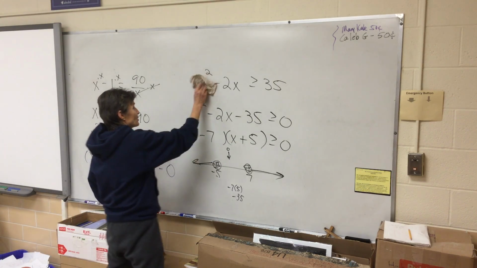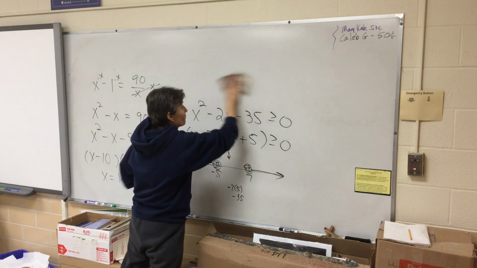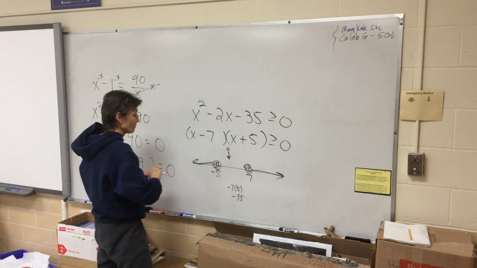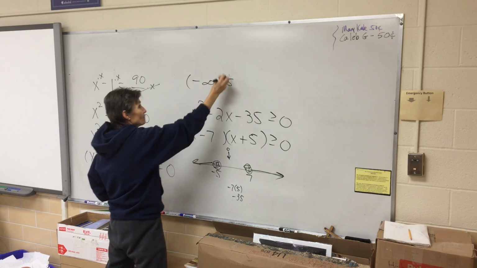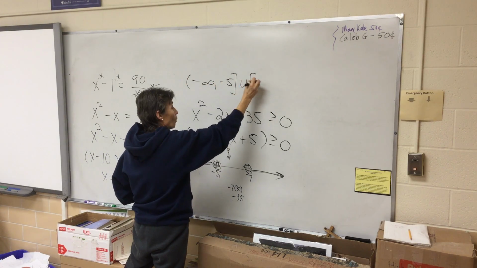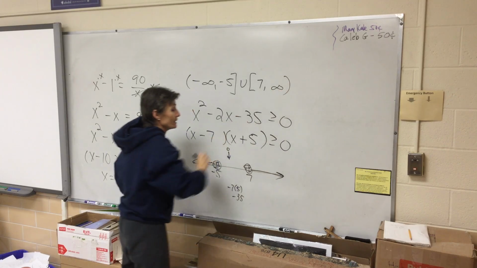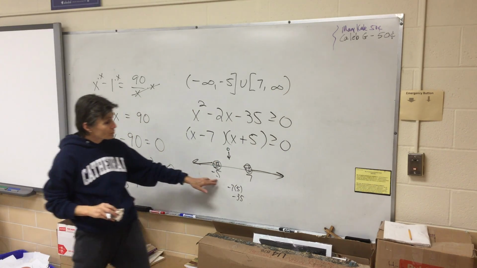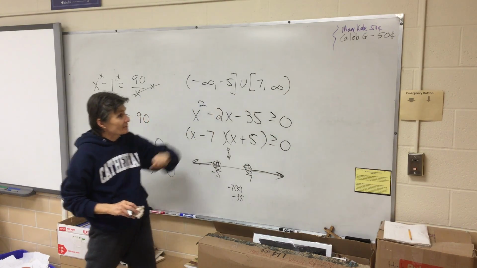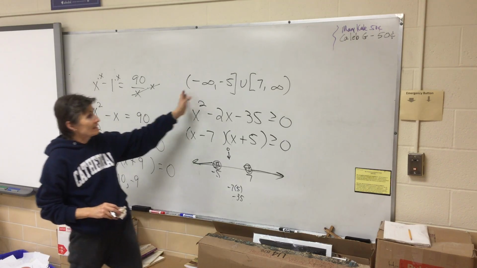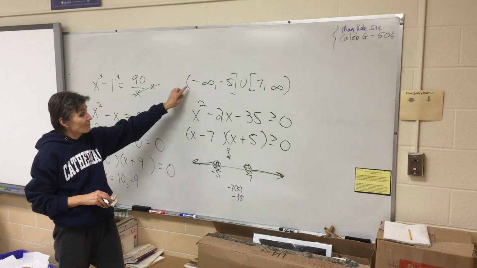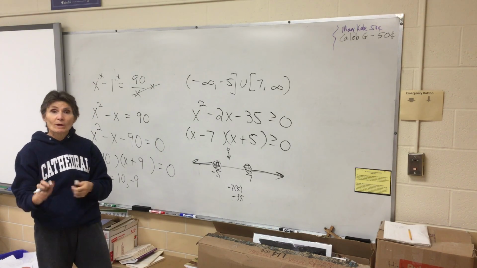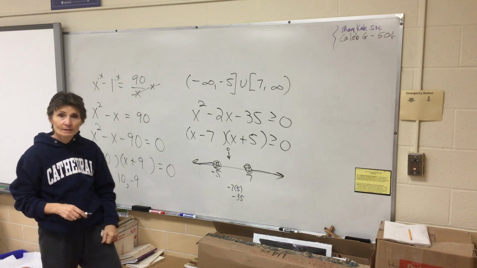So my answer is going to involve infinities because I've got the arrows. So it's going to be -infinity to -5 or 7 to infinity. Remember, these are closed dots, so those numbers have to have brackets. Infinities never have brackets, so there's always going to be parentheses, and that's the answer to the question. Good job.